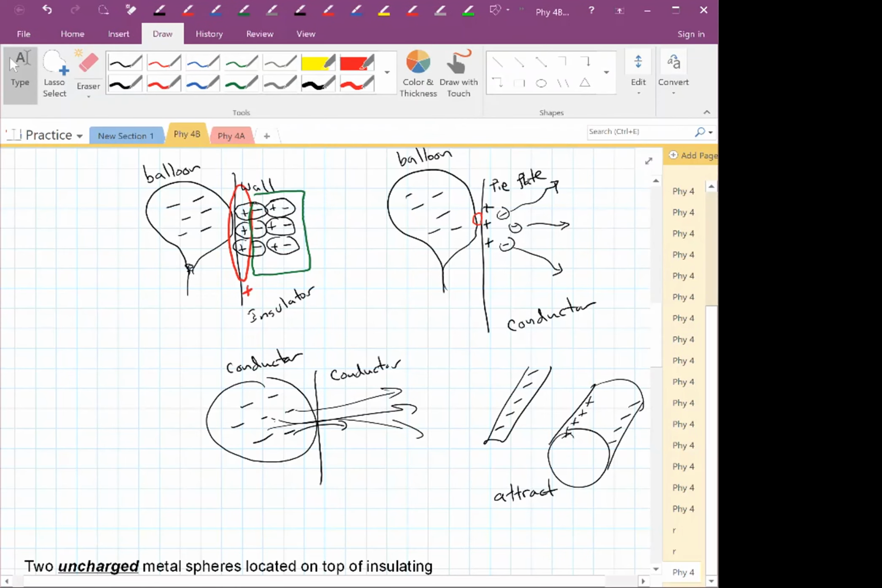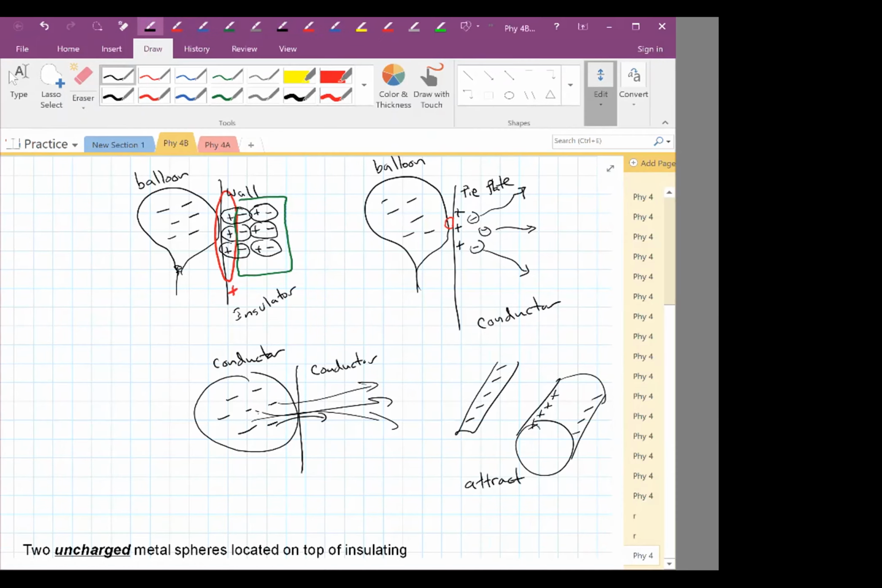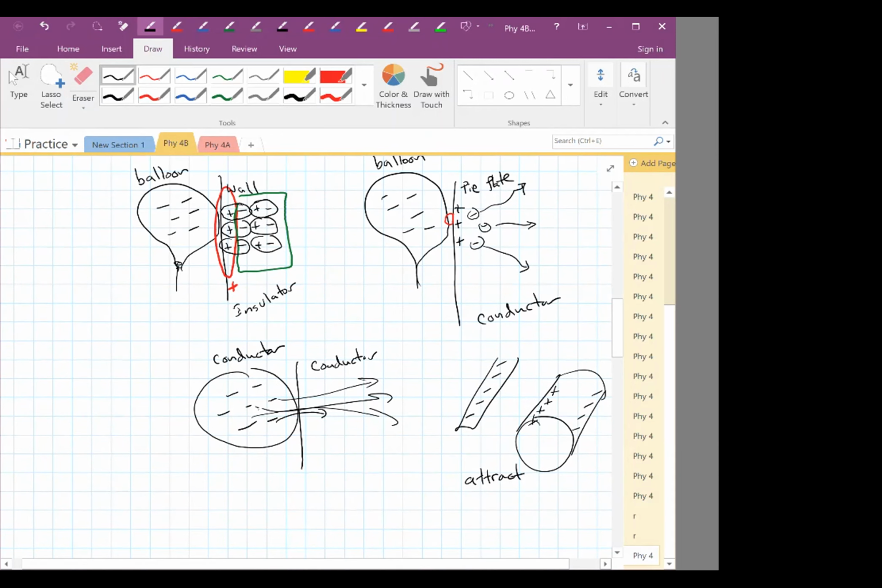Okay, we're back to my OneNote page here. So let's talk about that real quick. We knew the balloon stuck to the wall, and we knew the balloon stuck to the pie plate. So that should tell us that the balloon is going to attract the aluminum can, and the charged rod is going to attract the pieces of paper, right?